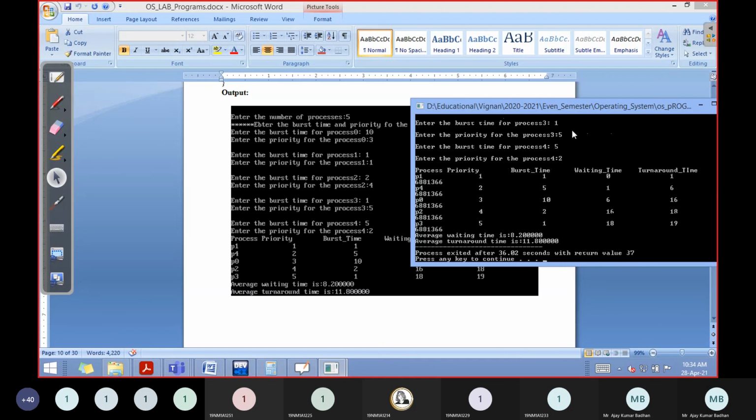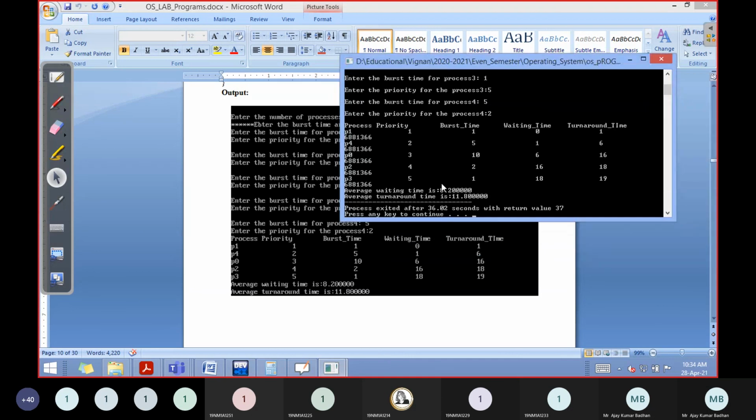If I look here, you'll get the same output. The average waiting time you received is 8.2, and the average turnaround time is 11.8. But what I want you to concentrate on here is that since we are comparing the priority and executing based on that, can you see how much time it has taken? 36.02 seconds to execute. It has taken much higher because based on the priority we have to compare and allocate the processes. And remember, it will not be in hours, it will be in seconds and milliseconds.